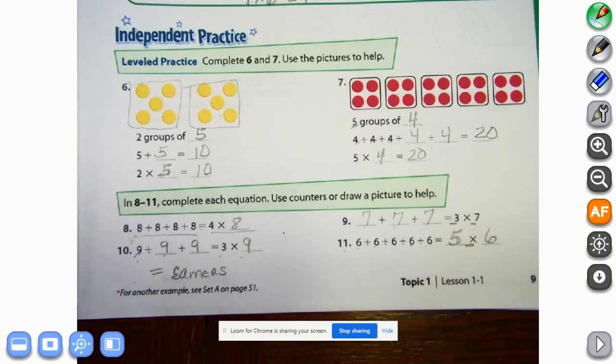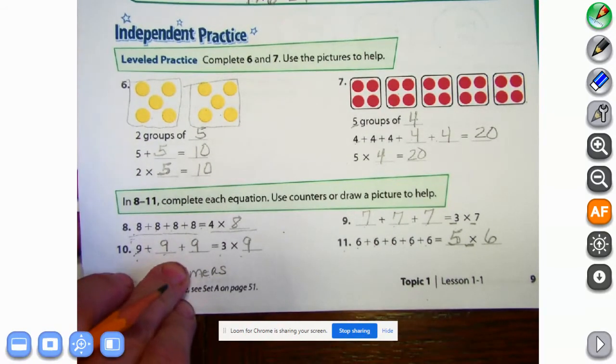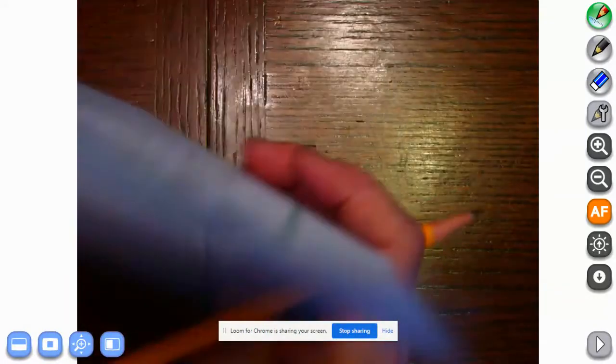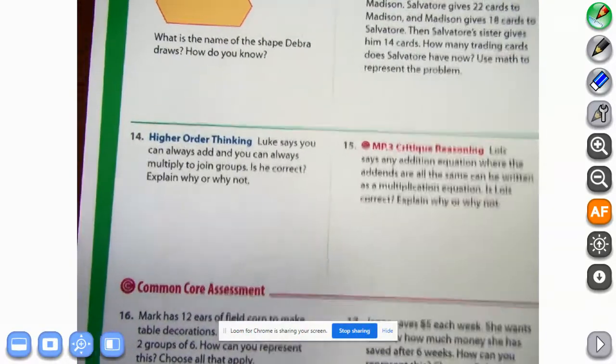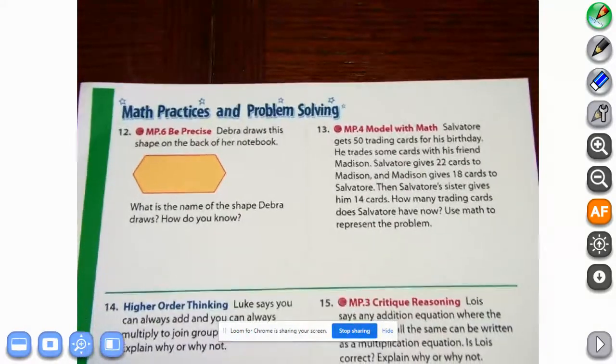All right, make sure you pause until you have everything written down. And when you are done with that, you can unpause it and come back to the next page, which is page 10. Okay, we're going to be at the top of page 10.